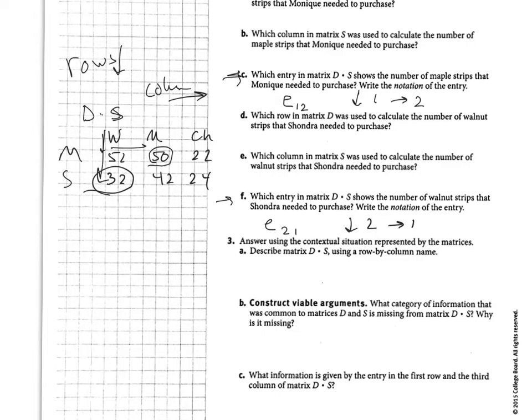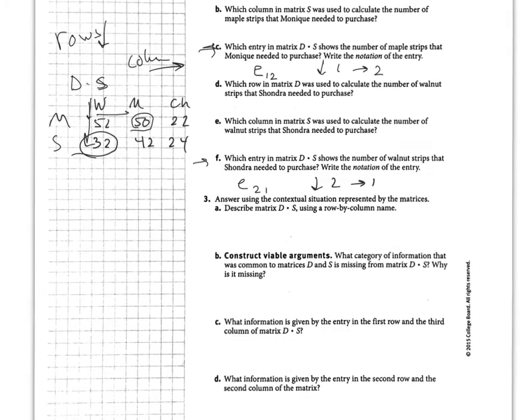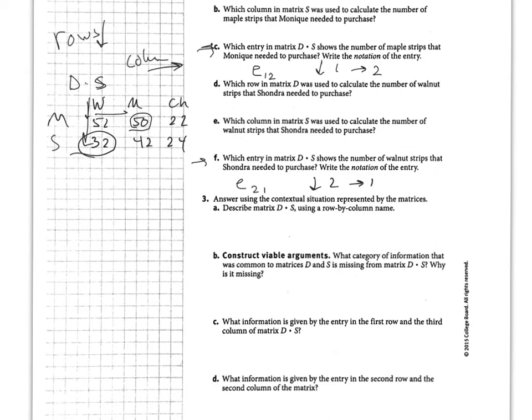Now I would also like to try to squeeze in here, just to try it one more time to see if you got it. Down here, part C. What information is given by the entry in the first row in the third matrix column? So this would be E sub 13. So look at it. Down 1 over 3, down 1 over 3. So the number is 22. But I want to know what the information is.